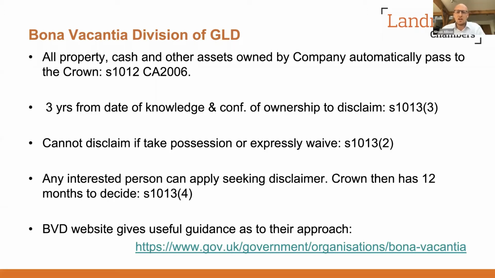Now, if the property is disclaimed, the position is as if the property in question never vested. So we turn to section 1015, which provides that the Crown's disclaimer will operate so as to terminate, as from the date of the disclaimer, the rights, interests and liabilities of the company in or in respect of the property disclaimed. So, for example, if it's a leasehold interest, the lease comes to an end as between the landlord and the tenant. Subsection 2 goes on to say it does not, except so far as is necessary for the purpose of releasing the company from any liability, affect the rights or liabilities of any other person.